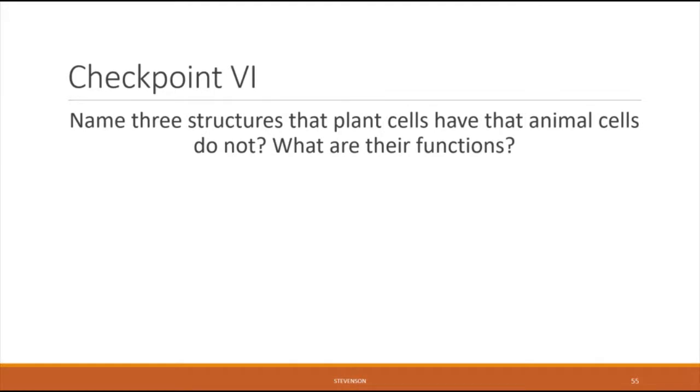In the next checkpoint question, I want you to tell me three structures that plant cells possess which animal cells do not possess. And in addition to that, tell me what are the functions of those three structures. Once you finish these last two checkpoint questions, then you are finished with this chapter.